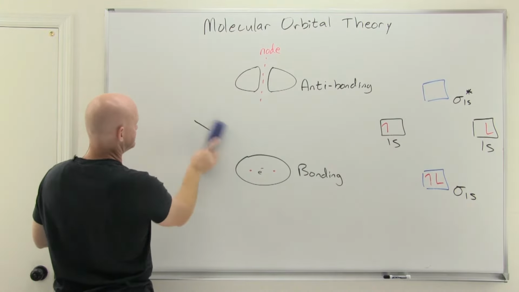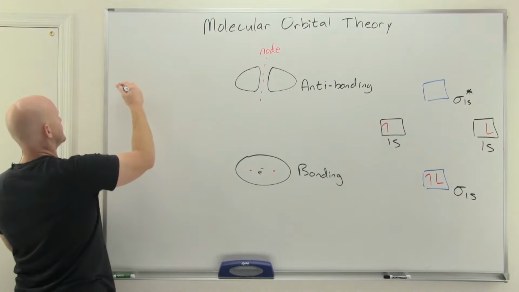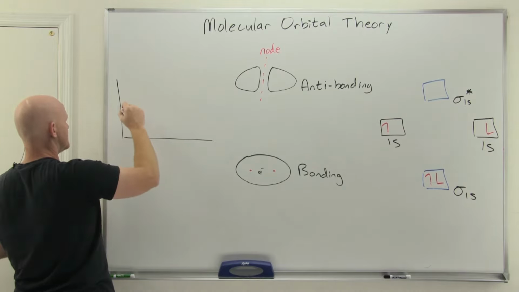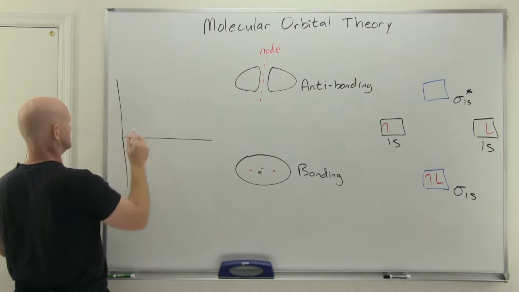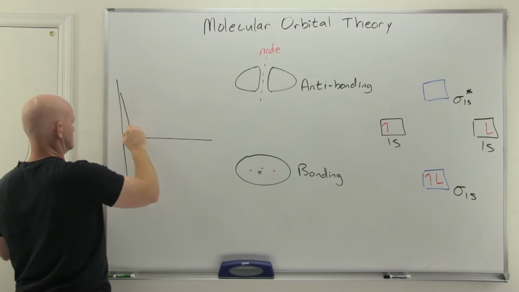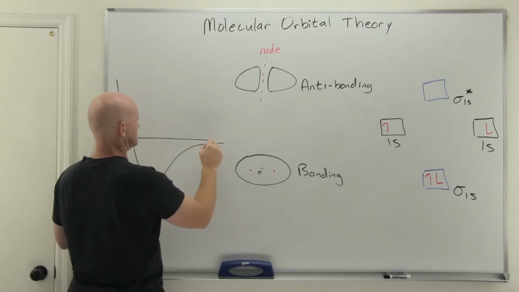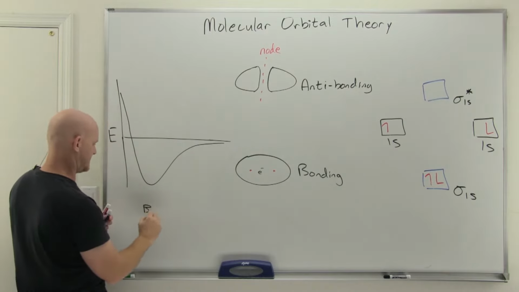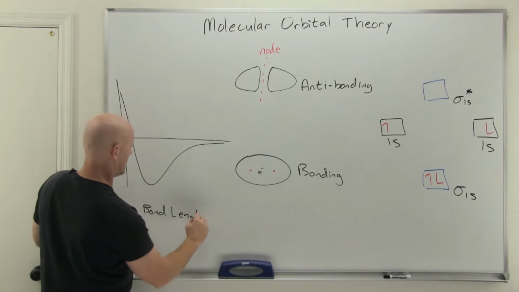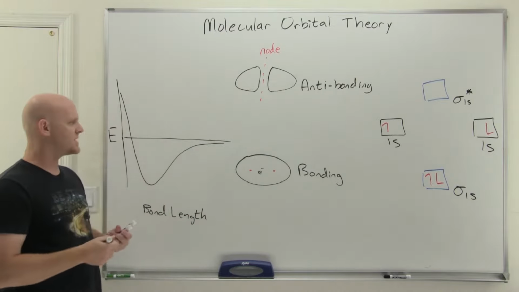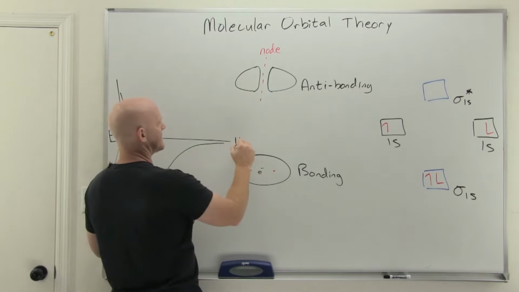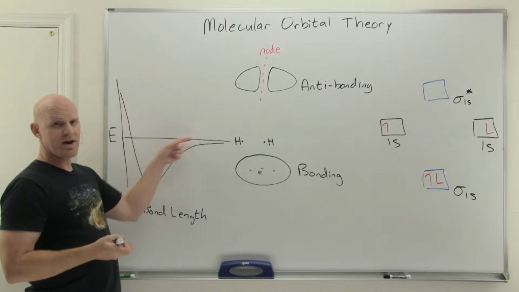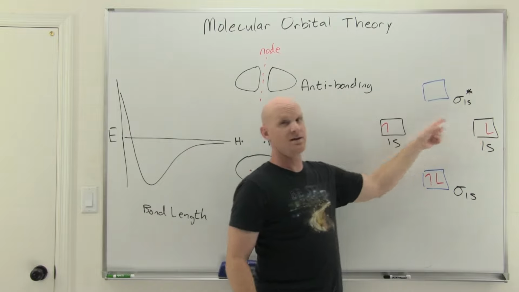Now let's take a look at one more thing in this regard. So we often draw a lovely diagram for bonding. We'll put energy here, and we'll put bond length, but it's really just the distance between the two hydrogen nuclei. So when you get all the way out here, you just have two separate hydrogen atoms. So that's at the 0 energy point here.